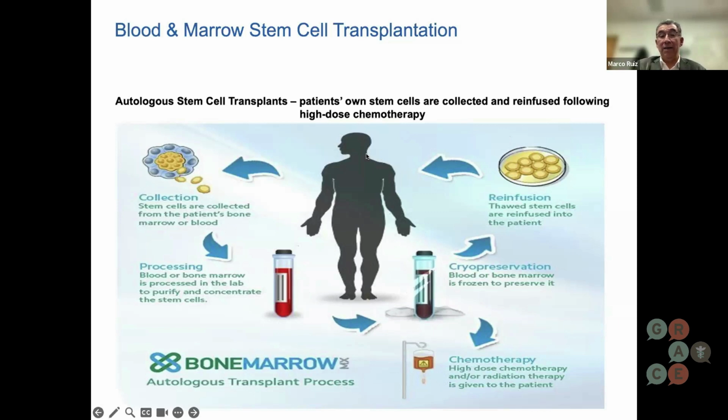So this is basically the same patient donating those stem cells to himself, if you will. This is called an autologous bone marrow transplant. Of course, this is a very simplified version, but this is what it usually entails. There are many different steps in between, as you see here, in the collection, processing, and reinfusion, with many sub-processes going on within those different processes.